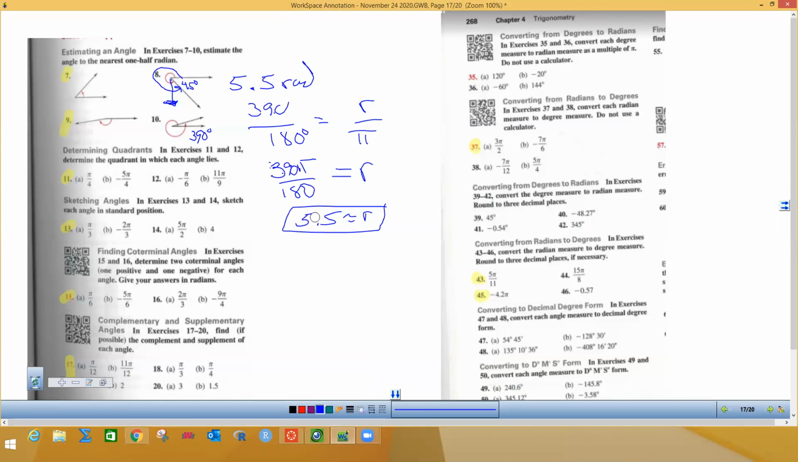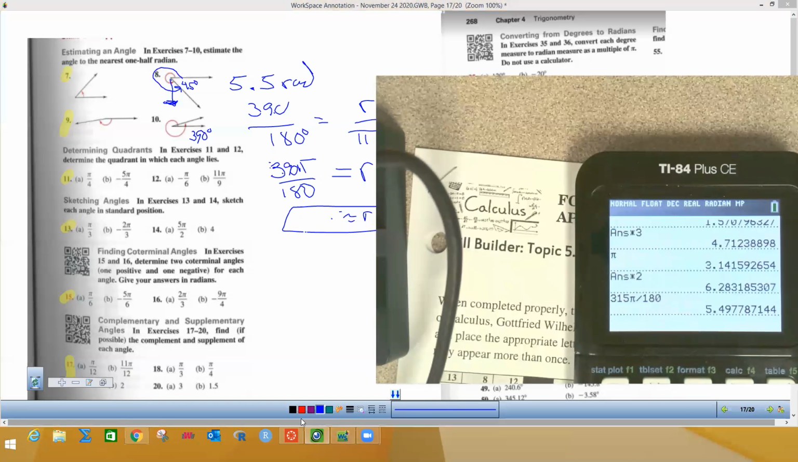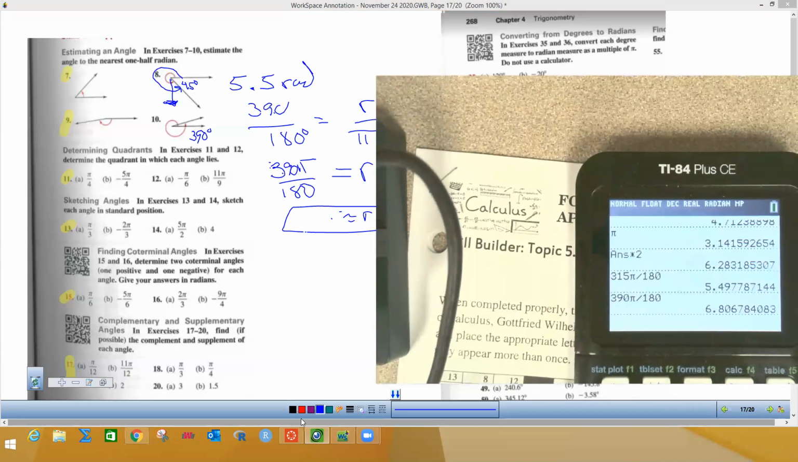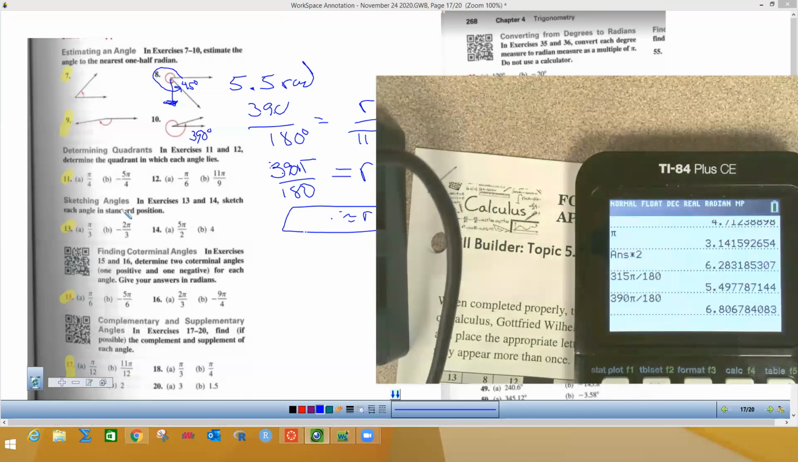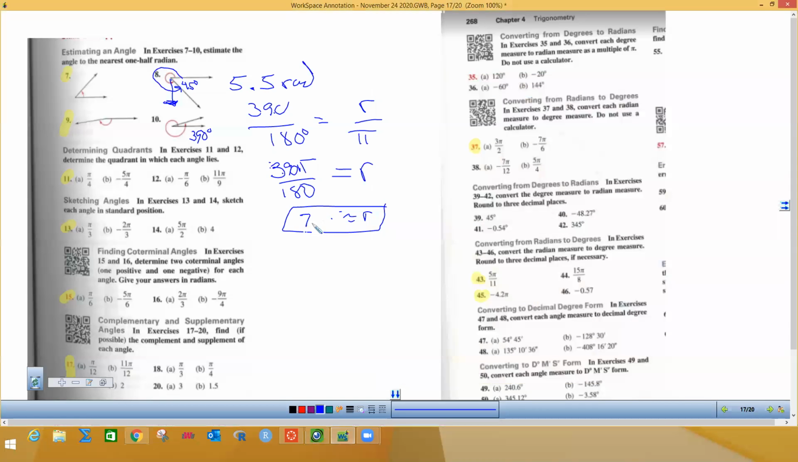So when I type that into my calculator to get my radians, I'm going to take that thing I just typed in and hit second enter. Then I'm going to go back to where the 15 is and make that a 9 and a 0 and hit enter. So that's about 6.8. So I would round that to about 7 radians. Okay? So that's how you're going to estimate these.